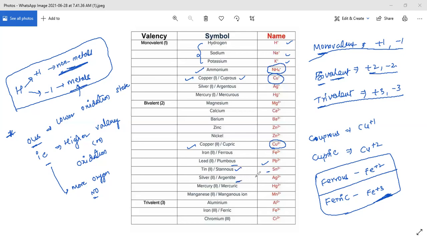Silver, Ag+2. Mercury, and if you take normal silver, it will show +1 also. AgCl, silver chloride. In some cases only it will show +2. In the remaining cases it will show +1 mostly. Like argentous here, you can see, argentous, the argentite.